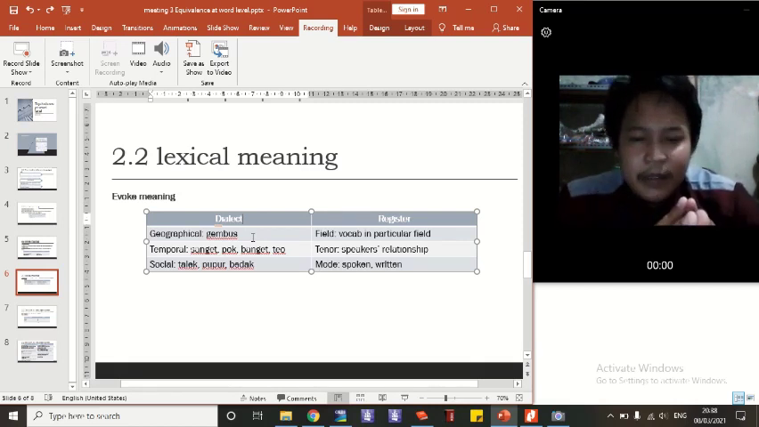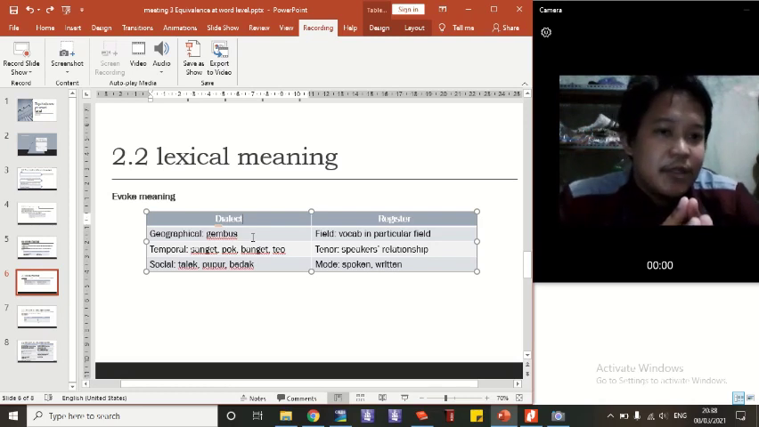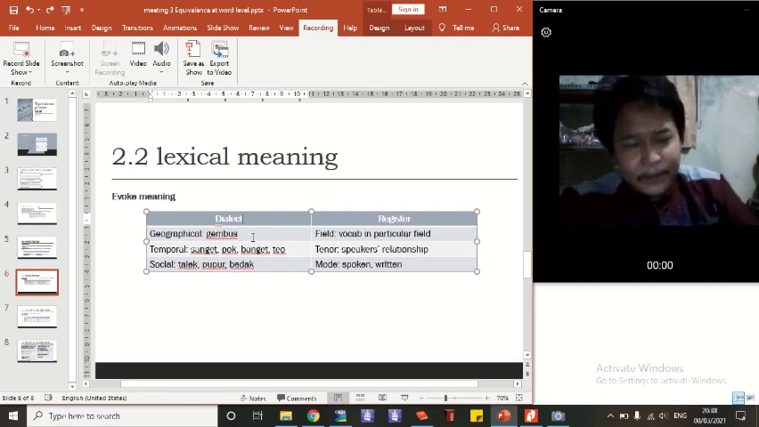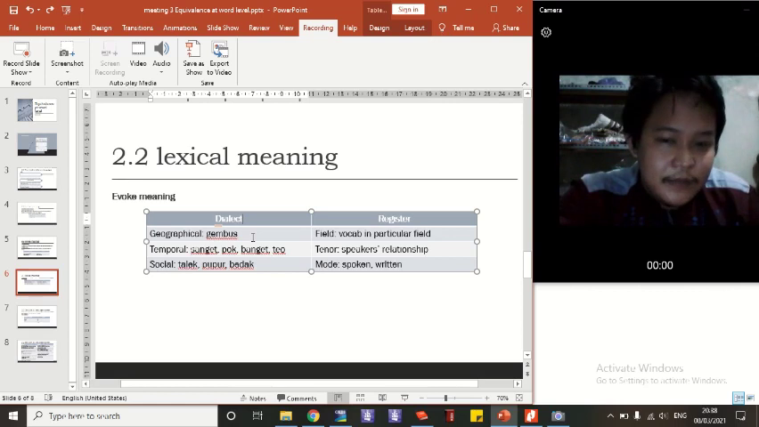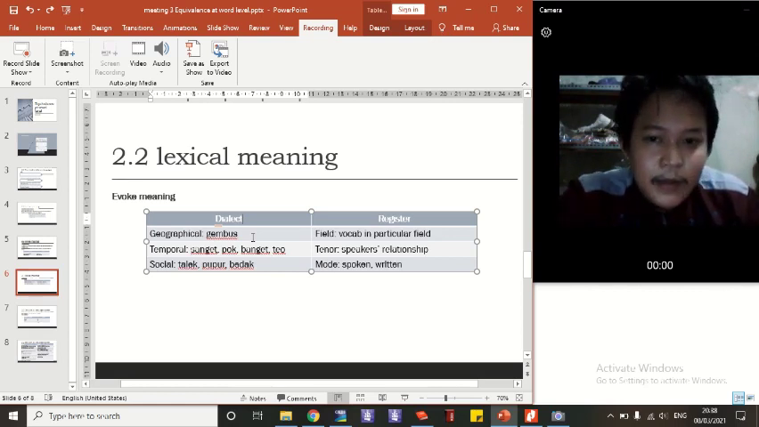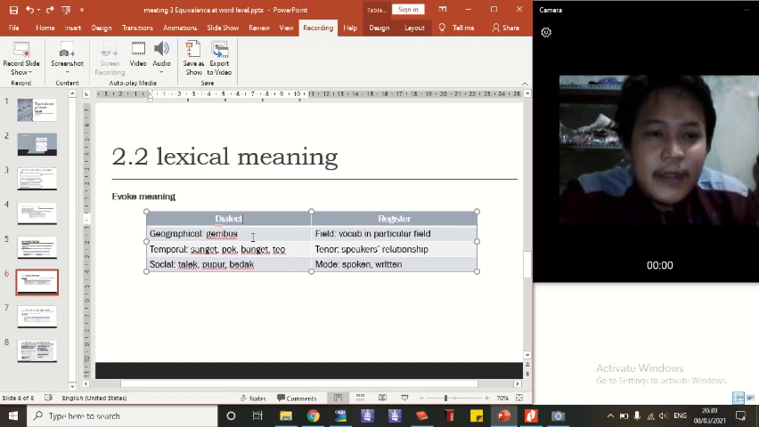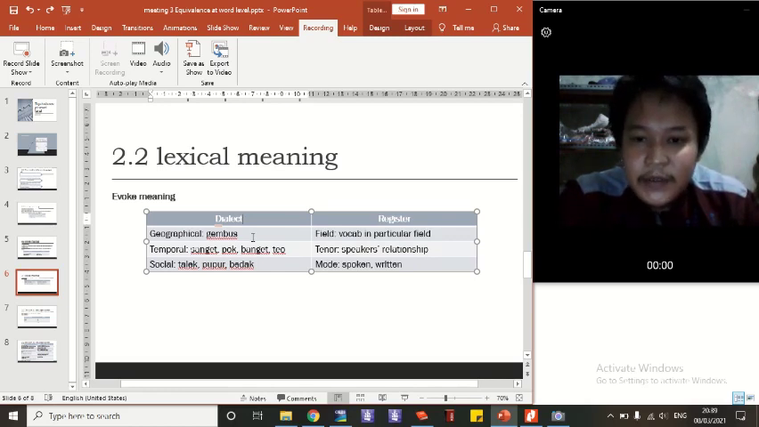And the next is register. Register deals with language used in a particular situation. It consists of three: field, vocabulary in a particular field. For example, you are having a conversation with your teacher. Of course, in Indonesian, you must not use kamu or kau atau elu. In fact, you must use anda atau ibu atau panjenengan, gitu. In a particular field, it can be in education, in law, in economic, and the next is tenor, speaker's relationship.